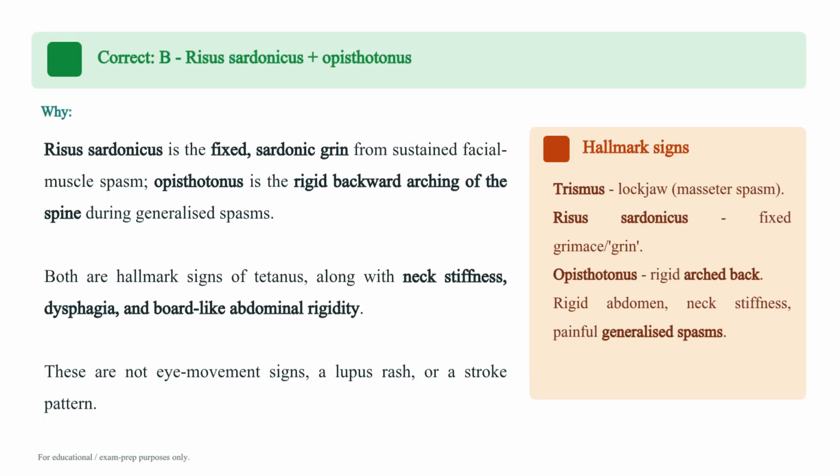The answer is B, risus sardonicus and opisthotonus. Risus sardonicus is the fixed sardonic grin from sustained facial muscle spasm. Opisthotonus is the rigid backward arching of the spine during generalized spasms. Both are hallmark signs of tetanus, along with neck stiffness, difficulty swallowing, and board-like abdominal rigidity. These are not eye movement signs, a lupus rash, or a stroke pattern.